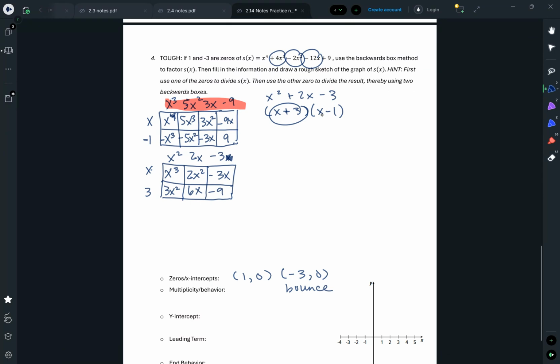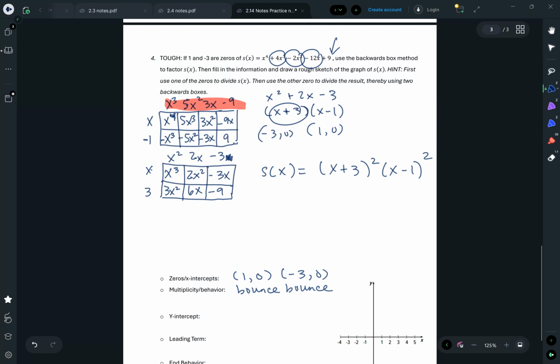The next one, x minus 1, that's a 1, 0. So that means the 1, 0 happens twice, so it's going to bounce. So really, if I was writing out s of x, I would write s of x is x plus 3 squared times x minus 1 squared. So both of them happen twice. So we bounce. My multiplicity is 2. My y-intercept, well, my original constant term was this positive 9 up here. So it's going to be 0, 9.